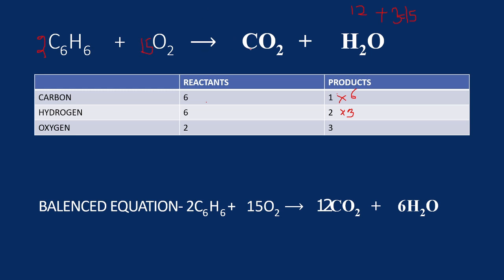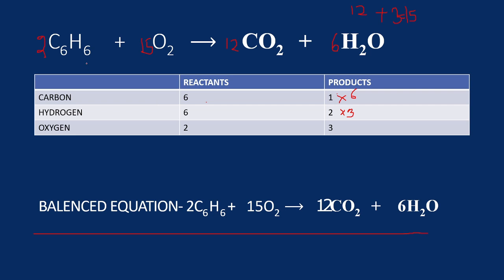And next coming to C. C used to be 6 here, as we all know when we had balanced it. So 6 into 2 will give you 12. Then coming to H2O, before it was 3 here. So 3 into 2 will give you 6. So this is the final balanced equation, guys.